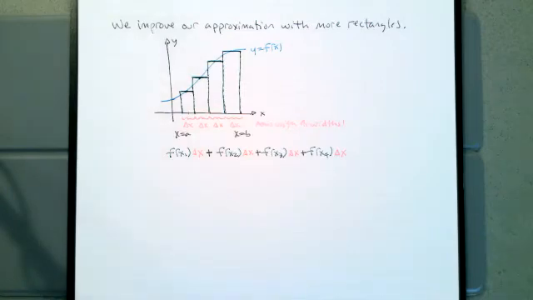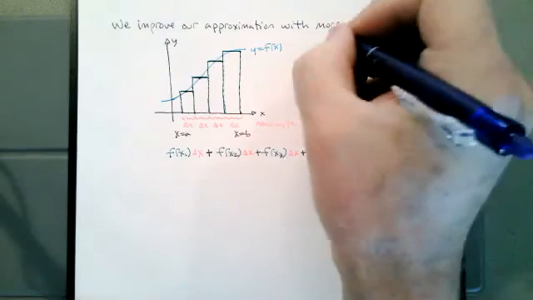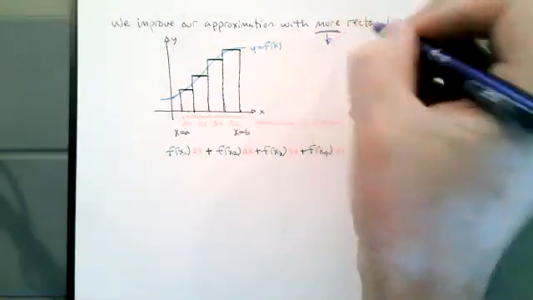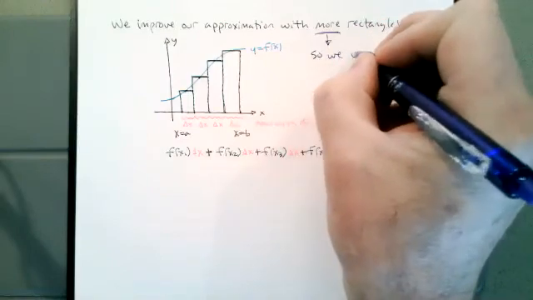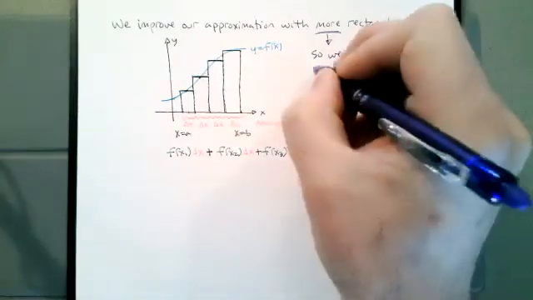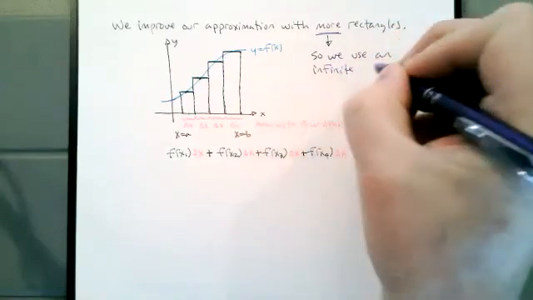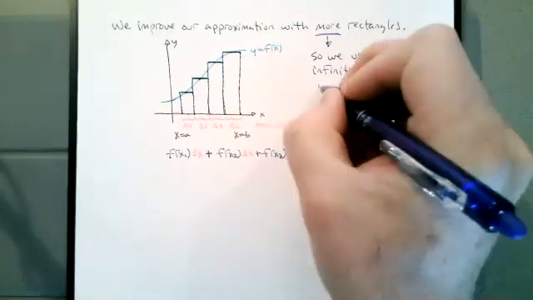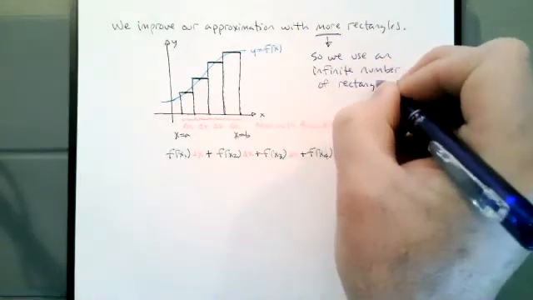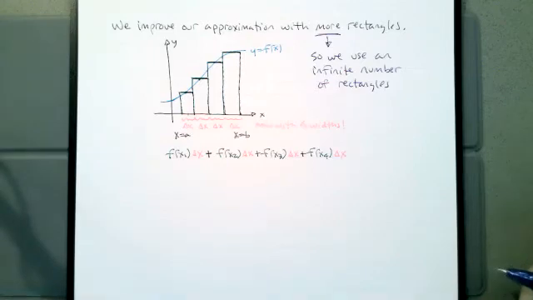So we improve the approximations with more rectangles. And this is where infinity comes into it. Since we improve the approximation with more rectangles, that tells us that we can approach the exact value with an infinite number of rectangles. Since this is calculus, we're going to use an infinite number of rectangles to get the actual area, the exact area.